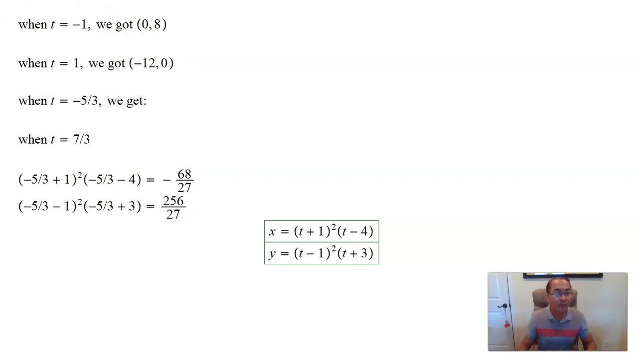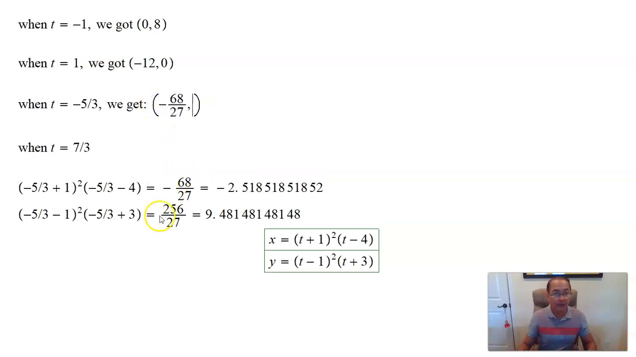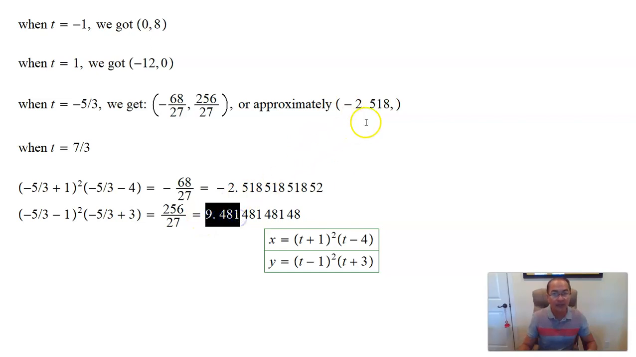Okay, so we're going to plot these points. So I need approximate values. So that's what we get. So we get our x coordinate this, and our y coordinate is this, or approximately minus 2.518 and positive 9.41841. Yeah. Let's just keep it like that.